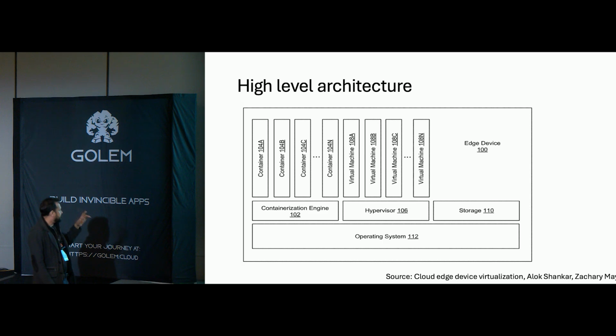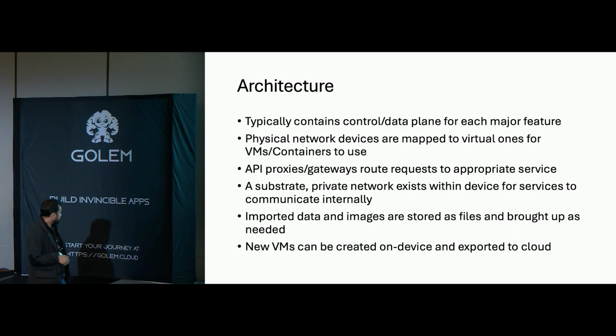And apart from these, you have the basic services, like networking services, and you have identity to help with. Typically, these have control and data planes, as we talked about, right? They have physical network devices mapped to virtual ones. So again, being a hardware computer, you have a limited amount of network and storage ports, right? And those have to be virtually mapped, and that's managed by your hypervisors and storage engines. API and proxy gateways are there inside to route requests to different services.